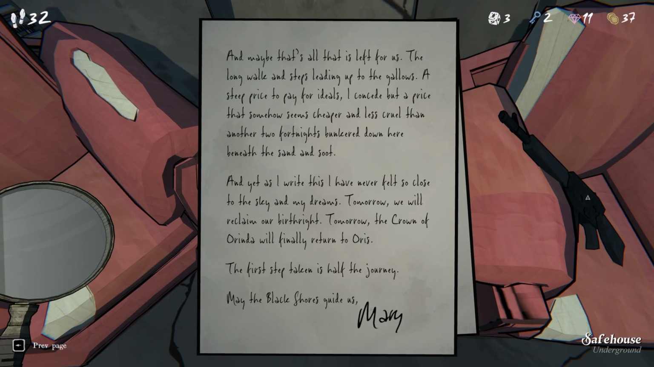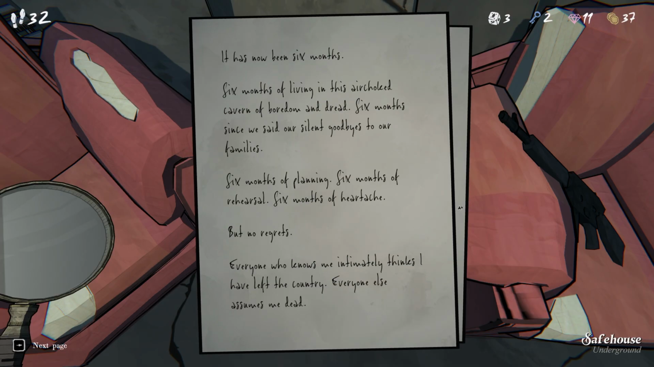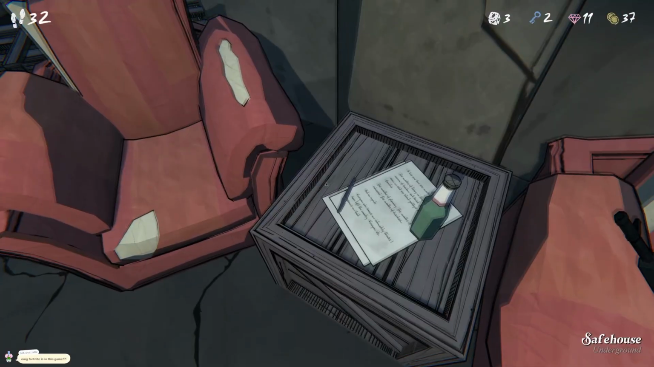Maybe that's all that is left for us. The long walk and steps leading up to the gallows. A steep price to pay for ideals. I concede, but a price that somehow seems cheaper and less cruel than another 2 fortnights bunkered down here beneath the sand and soot. And yet as I write this, I have never felt so close to the sky in my dreams. Tomorrow we will reclaim our birthright. Tomorrow the crown of Orinda will finally return to Oris. The first step taken is half the journey. May the black shores guide us. Mary. Thanks, Mary.